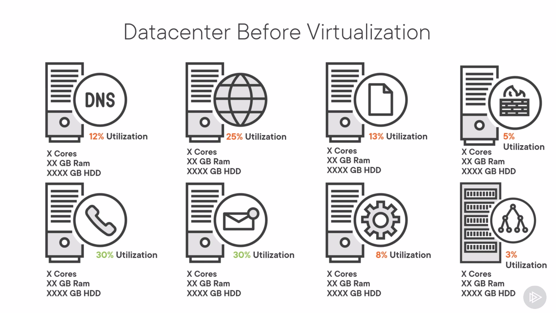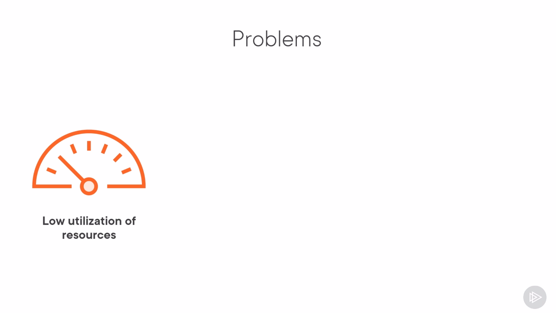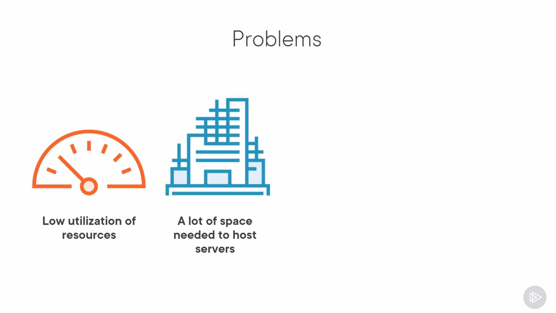But what this did is that on average, most servers were really underutilized, and organizations were spending a ton of money on hardware that most of the time was not even used at 10% of its capability. If we take a look at the four main problems of the data center before virtualization, we of course have the low utilization of resources that we just talked about. Another problem is the space needed to host all of those servers.